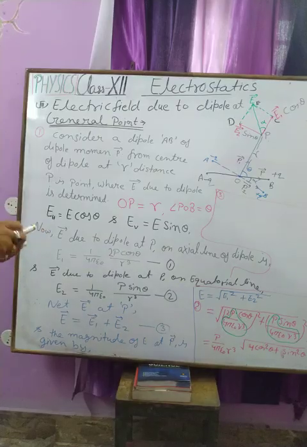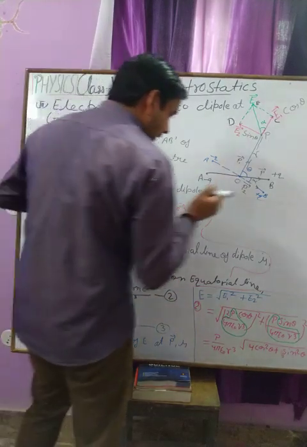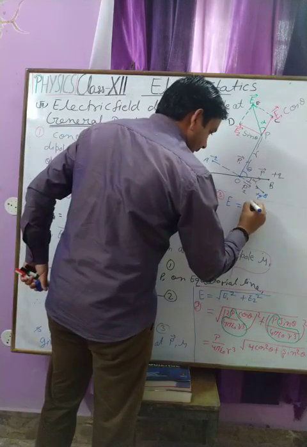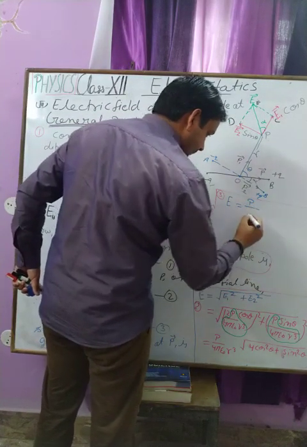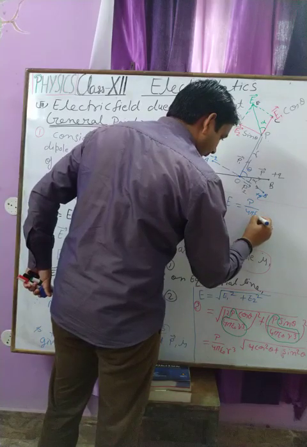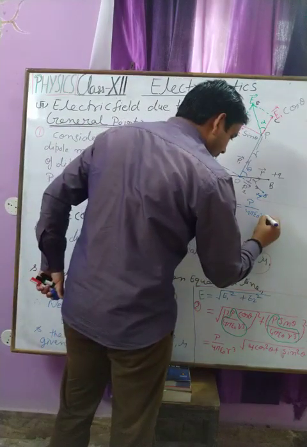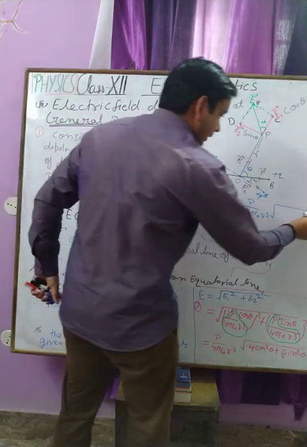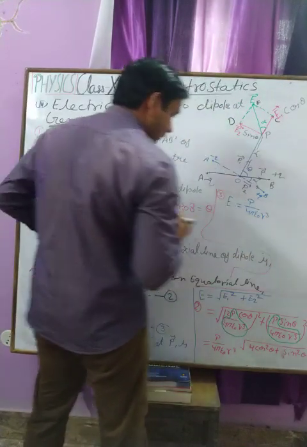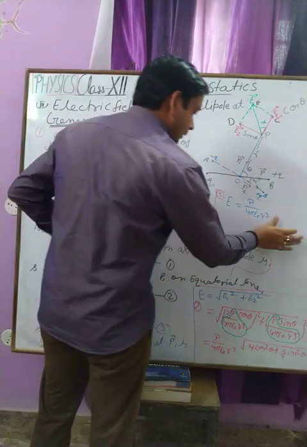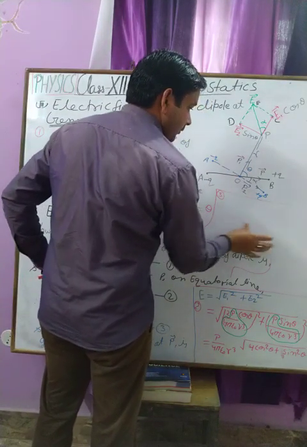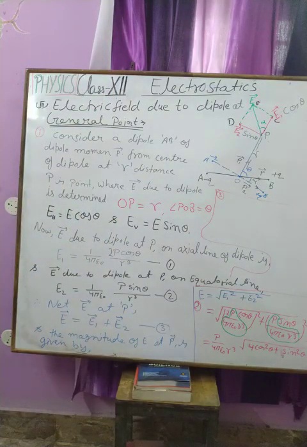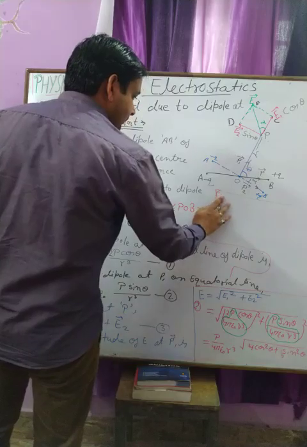So by solving this, the electric field is p upon 4 pi epsilon naught r cube under root. Student, first, copy this to your notebook.